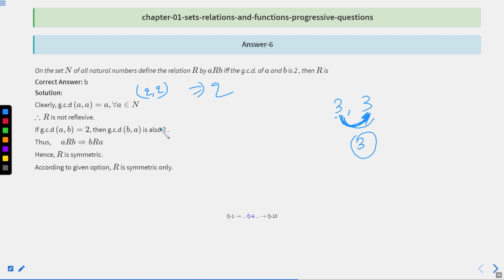Let's check for symmetric. Suppose the greatest common divisor of A and B is 2, then obviously the greatest common divisor of B and A will also be 2, right? So it is also symmetric.